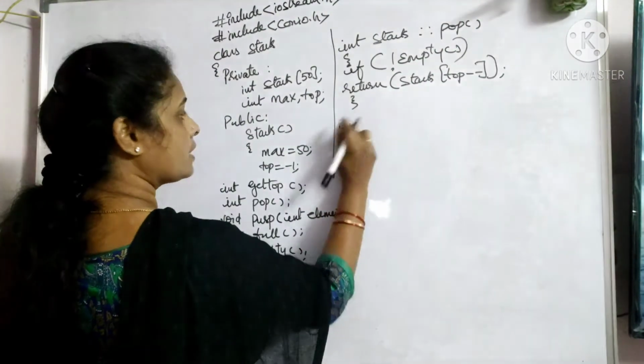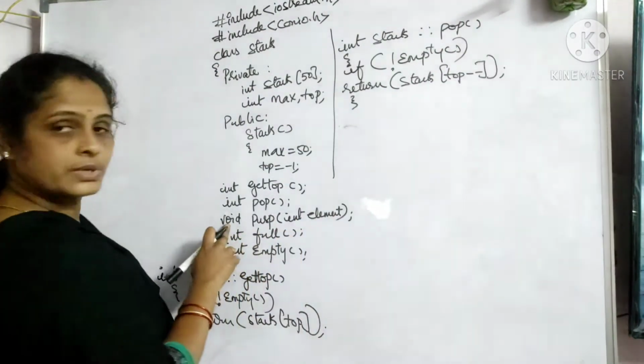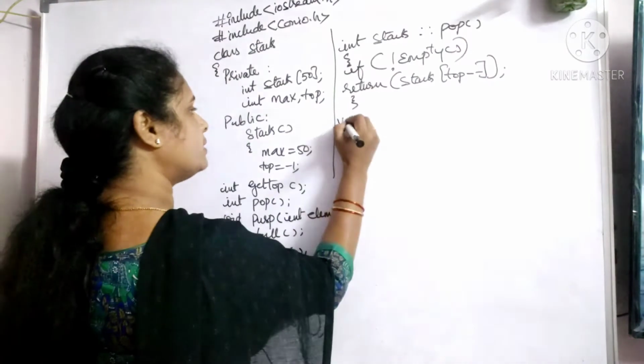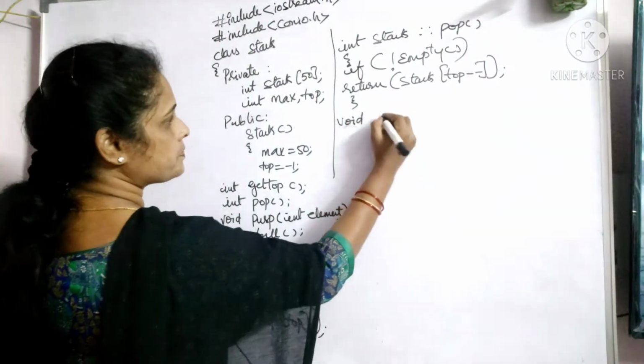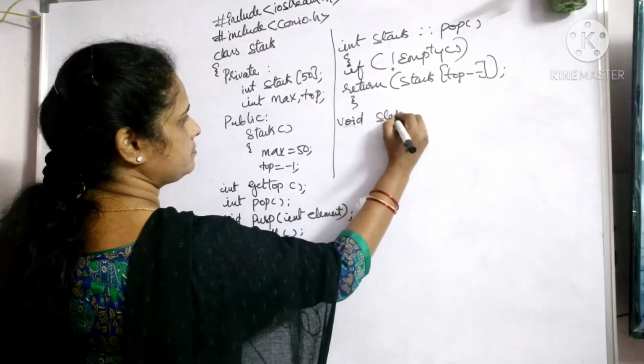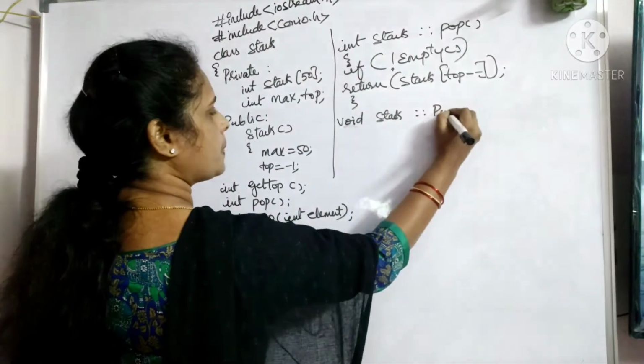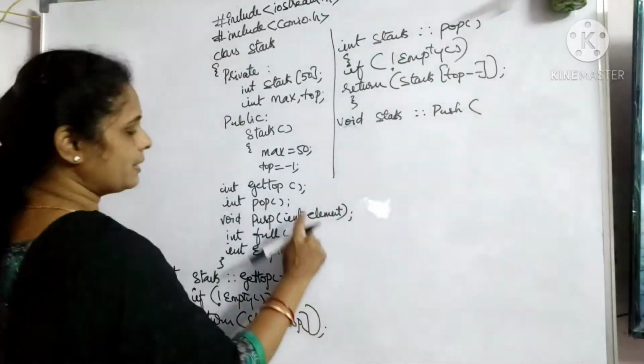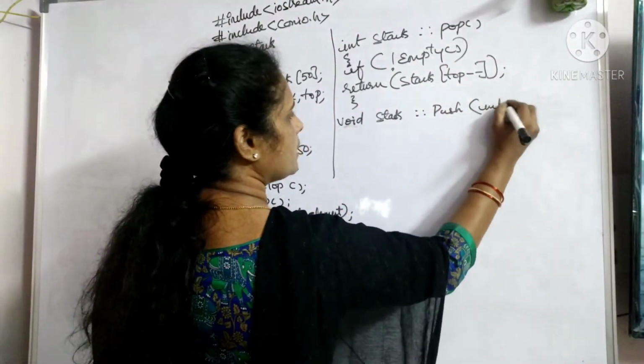Now then comes the push operation. So it's not int, it is not going to return anything. So I have taken void here, void stack push. Here I told you need an argument here. So int element.